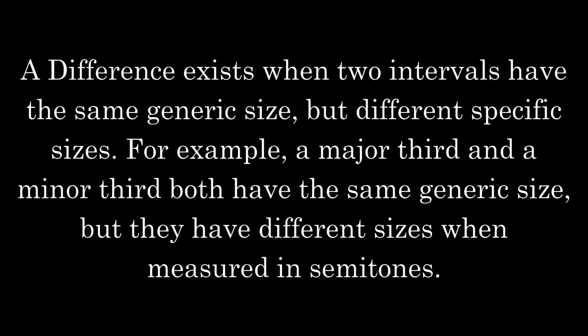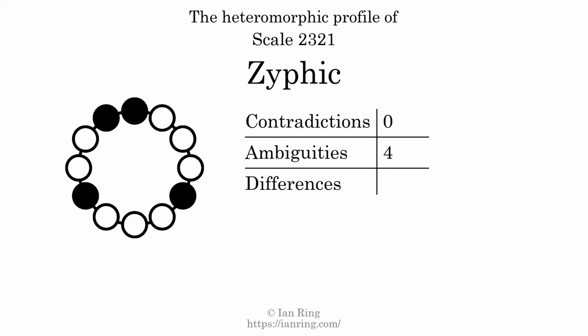A difference exists when two intervals have the same generic size, but different specific sizes. For example, a major third and a minor third both have the same generic size, but they have different sizes when measured in semitones. The number of differences in this scale is 16.